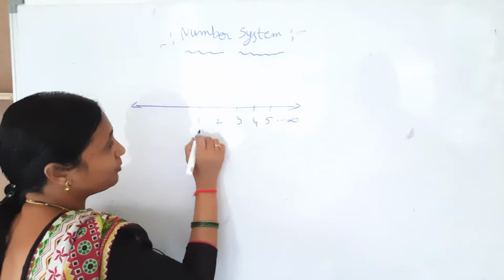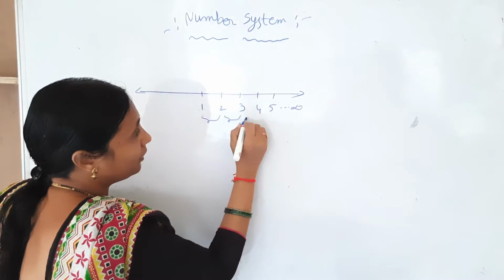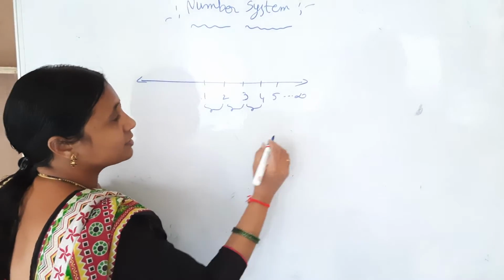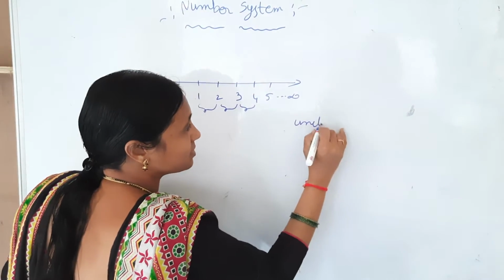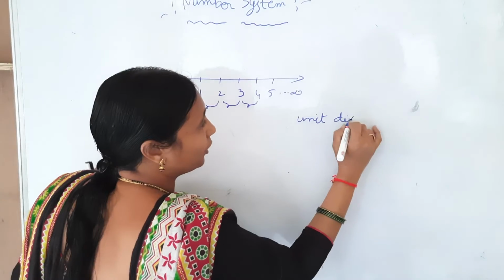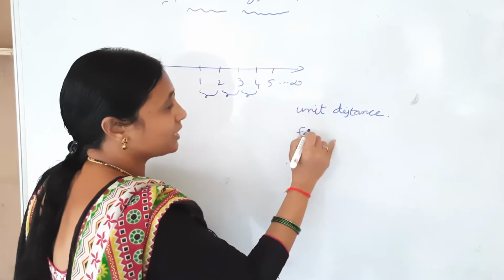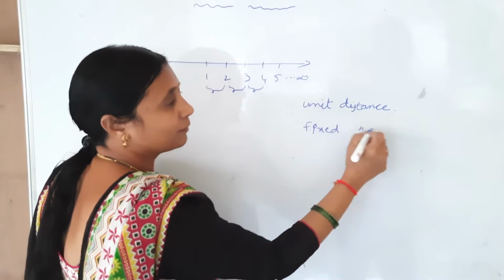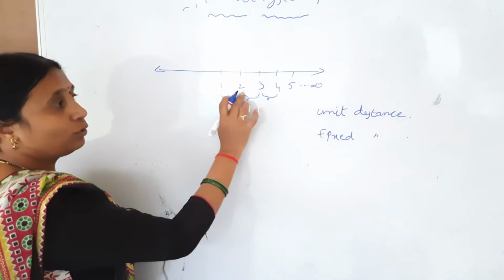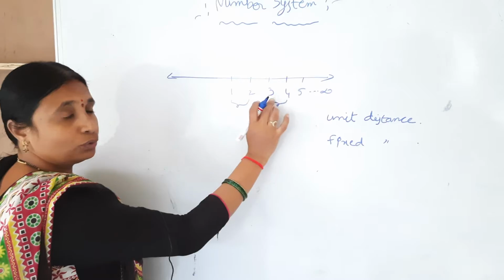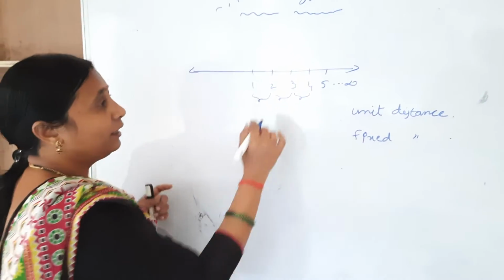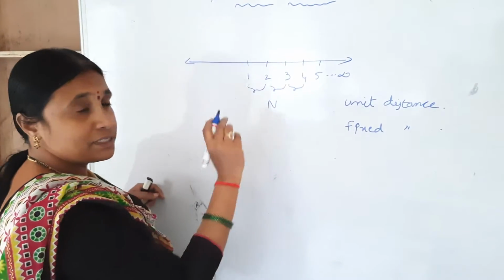Here the distance between 1 and 2, 2 and 3, 3 and 4 is called the unit distance. Unit distance is nothing but a fixed distance between two numbers, the fixed distance between 1 to 2, 2 to 3, 3 to 4. Here this is the natural numbers number line.